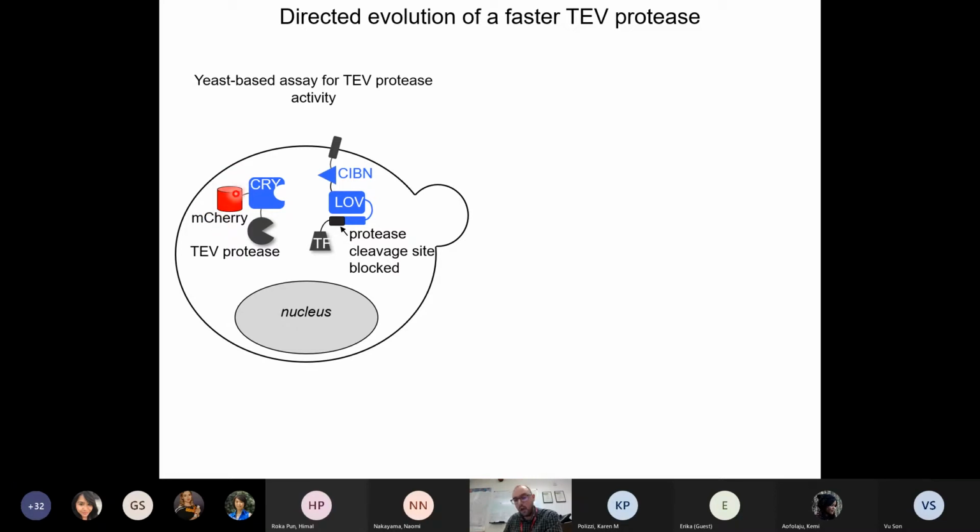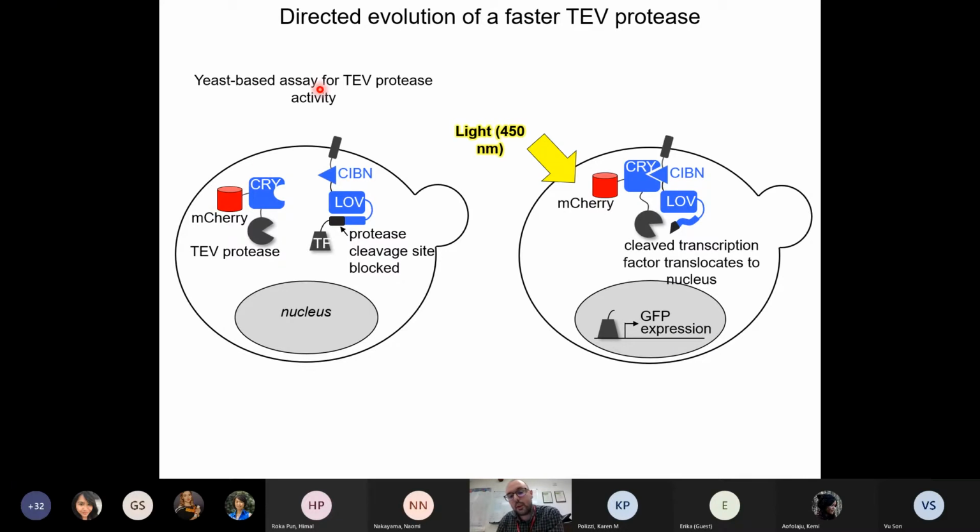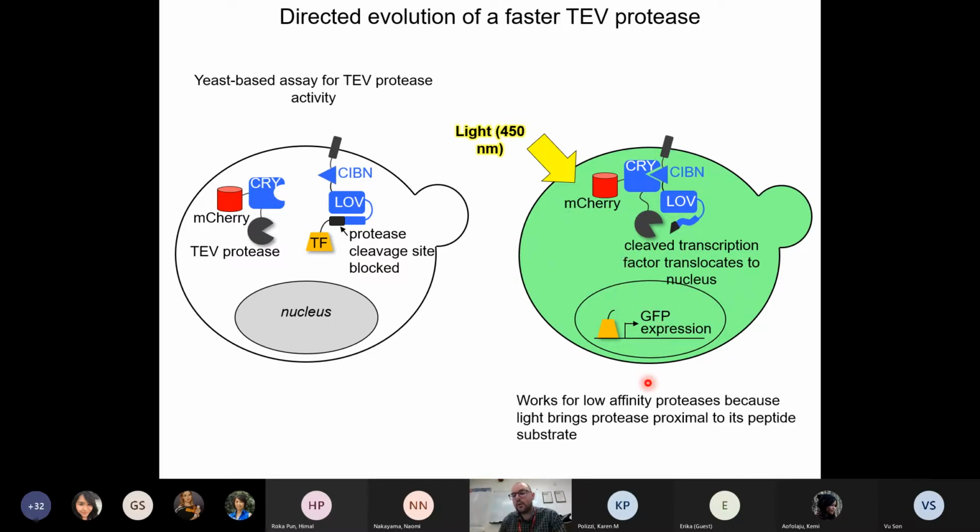And now here we have the TEV protease, which is also fused to mCherry just as a protein expression marker. So in the presence of blue light, the CRY is going to undergo a conformational change, increasing its affinity for CIBN, and now it's going to bring the protease close to the recognition site. The LOV domain is going to open, making it accessible to the protease. And now the transcription factor can be released from the plasma membrane to the nucleus, promoting the expression of the reporter gene, in this case GFP. And this platform is ideal because it works with low affinity proteases, because we require a protein-protein interaction for this cleavage to happen.